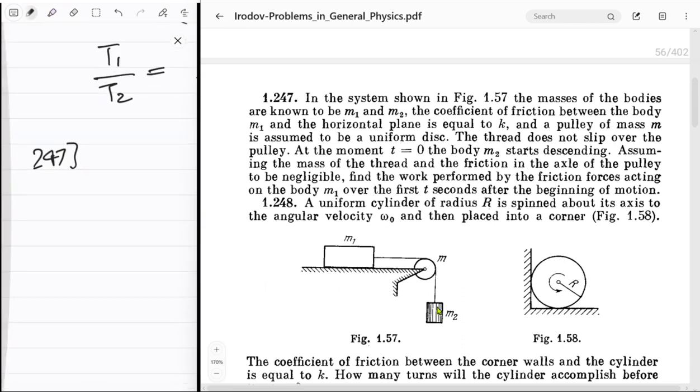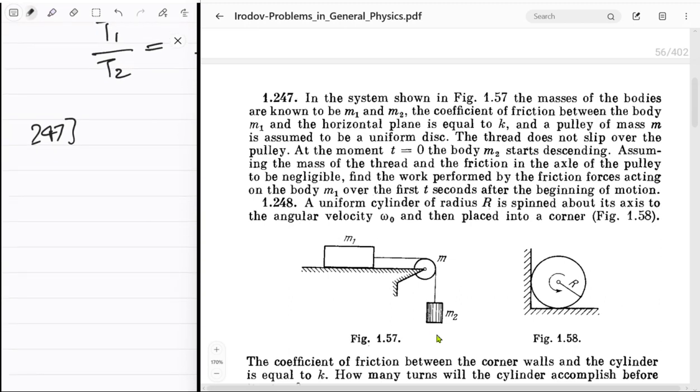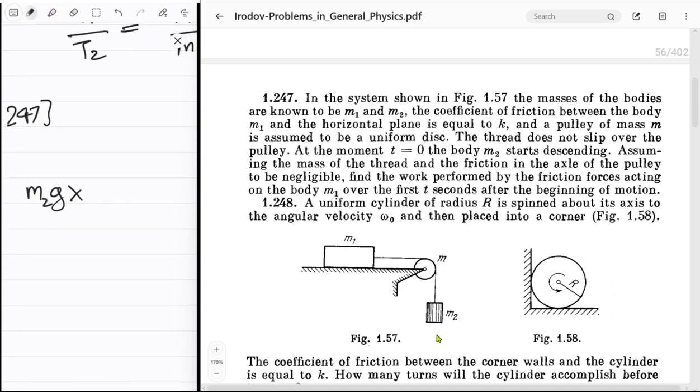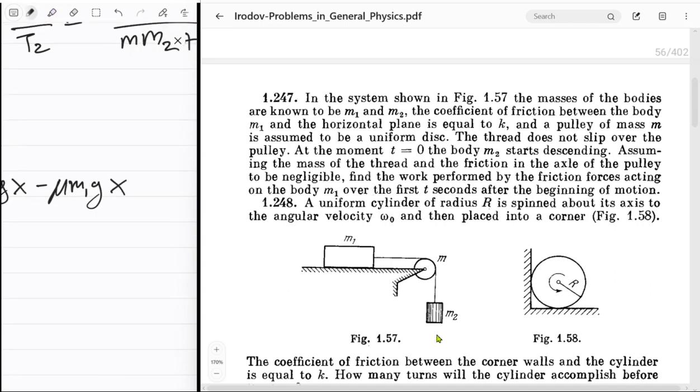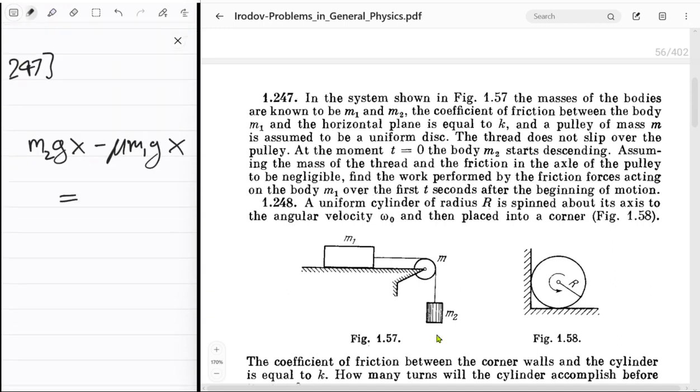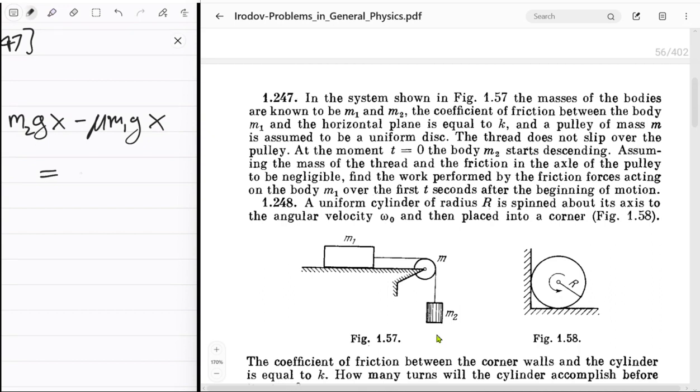So if it goes down by displacement x, the work done by gravity is just m2gx, and the work done by friction is negative, just negative mu m1gx. That's just equal to the change in the kinetic energy of this whole thing. So you just do the thing.